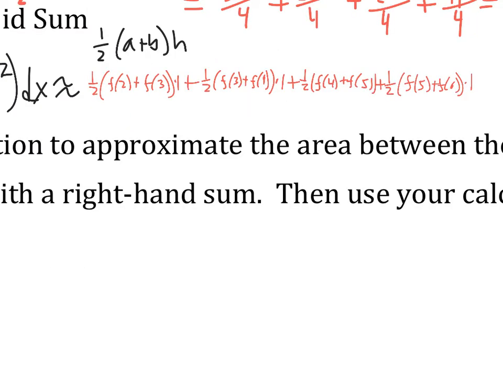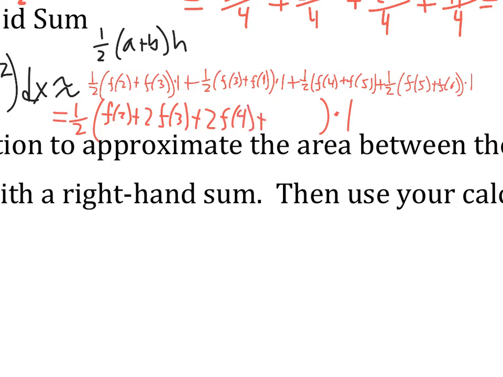So we could write it all out like this. However, I would not recommend that. If you notice, we can factor out 1/2 because there's 1/2 in all of them. And we could factor out the height, which is times 1. So if we pull those out, what we're left with is f(2) plus 2f(3) plus 2f(4) plus 2f(5) plus f(6).